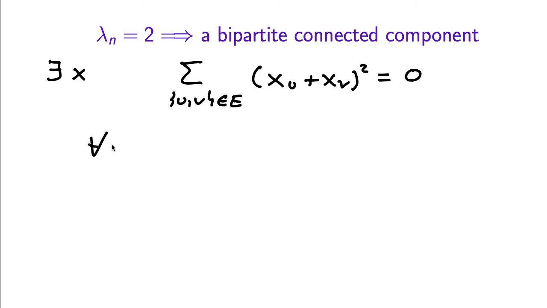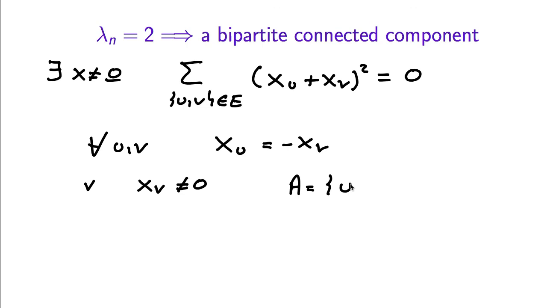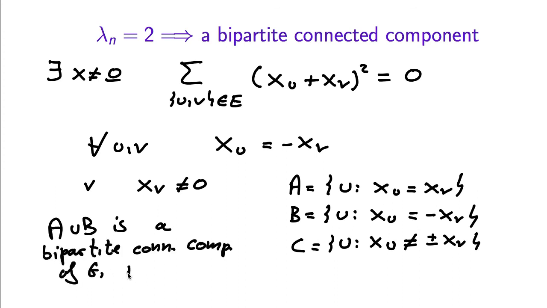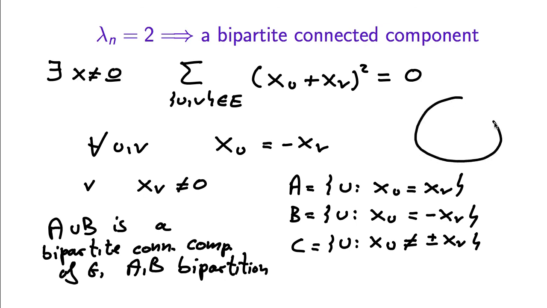So this means that for every edge uv, xu is equal to minus xv. And x is not everywhere 0. So let v be some vertex such that xv is non-zero. And let's consider the partition of the set of vertices into the following 3 sets. Let's call A the set of vertices that have the same value as xv, B the set of vertices whose corresponding coordinate in x is equal to minus xv, and C the rest. So now I claim that A union B is a bipartite connected component of G, and that AB is its bipartition. So let's say this is the whole set of vertices, and that this is A and this is B, and the rest of the vertices are C.